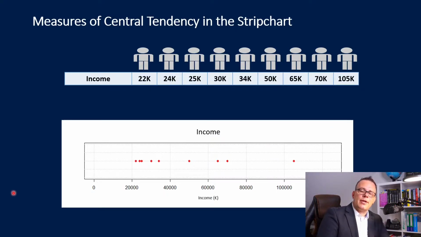So here I prepared some data of a very small population of only 9 persons. We have one person with 22,000 euro income, one person with 24,000, 25,000, and so on and so forth. And the rich guy here to our right has an income of 105,000 euro.